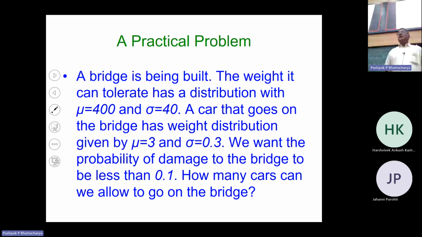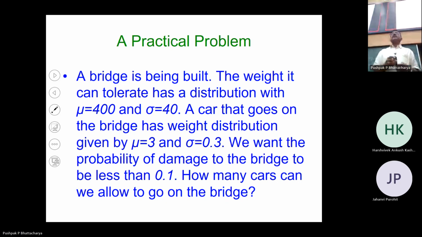Okay. So now the weight that a bridge can tolerate has a distribution. What does having a distribution mean? It means that it varies from bridge to bridge. The height of people has a distribution. My height is different from your height, a third person's height. So this means there is a variable which takes different values. And when does a variable become a random variable?